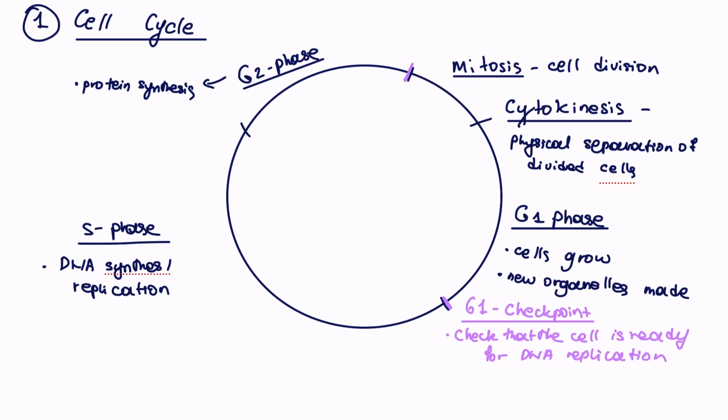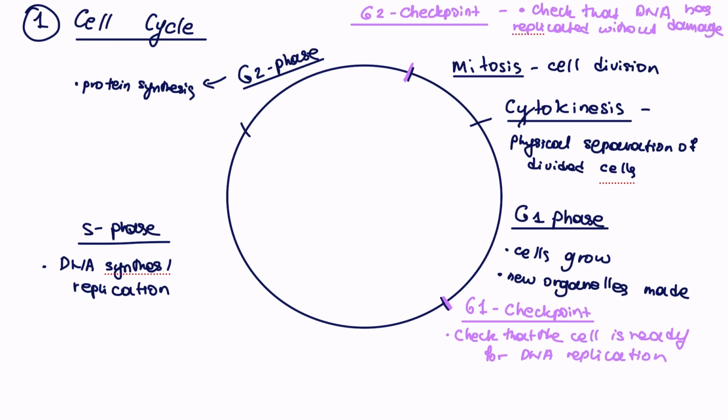The second checkpoint is called G2 checkpoint, and it's between the G2 phase and mitosis. And it's basically there to check that all of the DNA has been replicated correctly without damage at the S phase. So it's basically preparing it for mitosis and saying, okay, well, it's a green light to go ahead and for the cell to actually divide and to produce daughter cells. So as you can appreciate, these checkpoints are quite important. There is going to be a third checkpoint during mitosis, but we'll get into it in a moment.